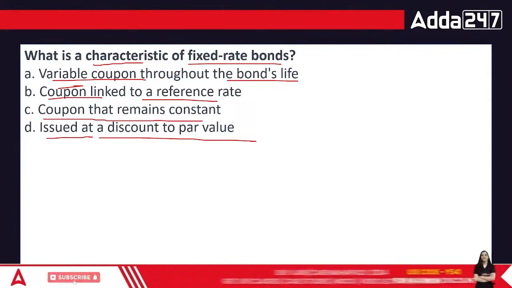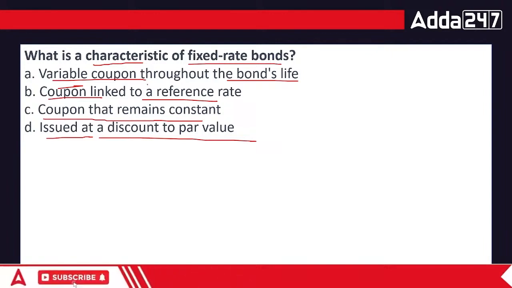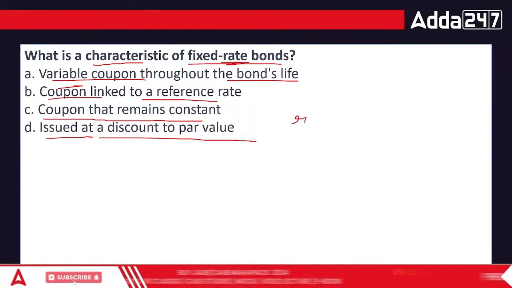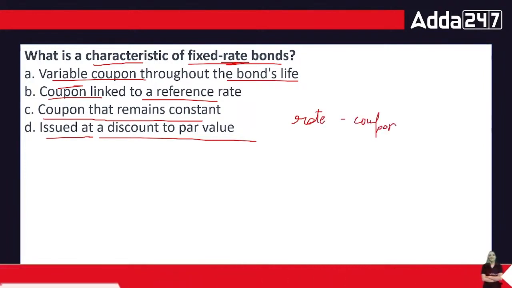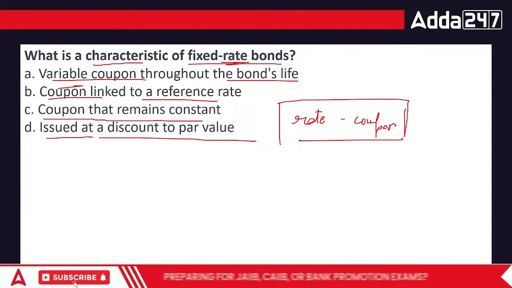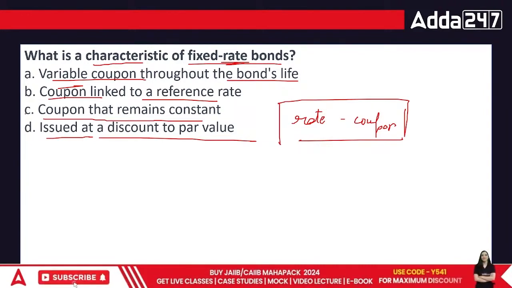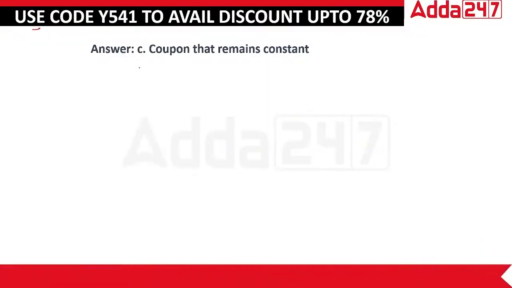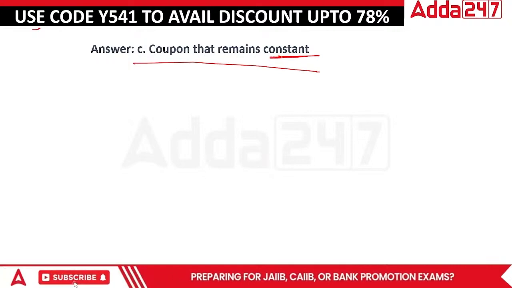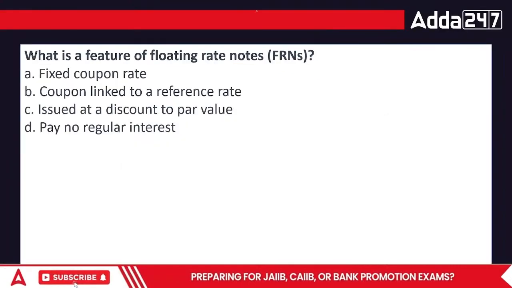The bonds which have a defined rate, or this rate is also called coupon. So when we define coupon, the answer is going to be where the coupon remains the same. That is, the coupon remains constant. Constant means it remains the same.